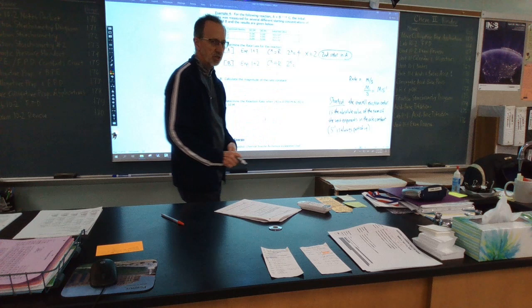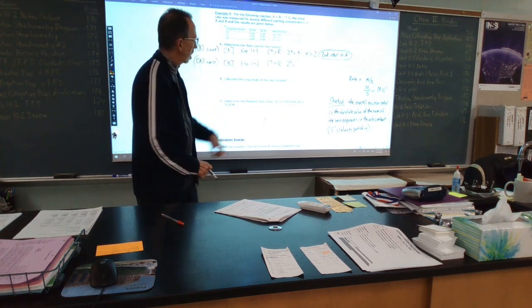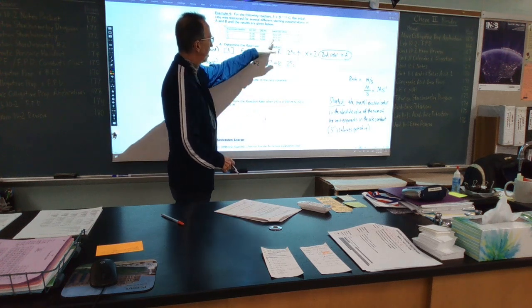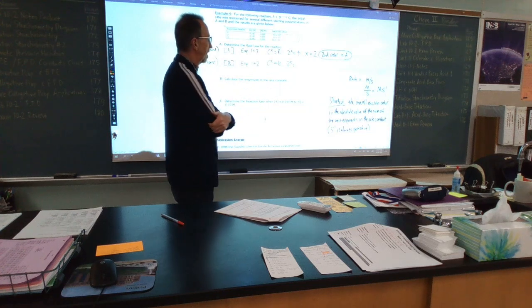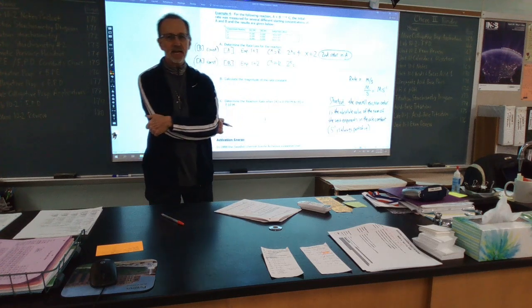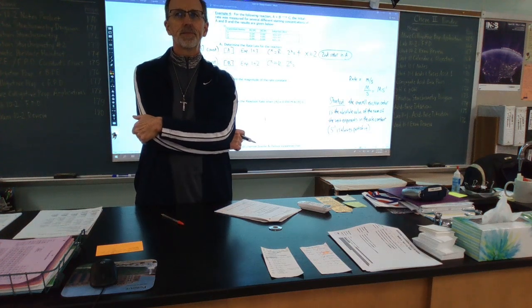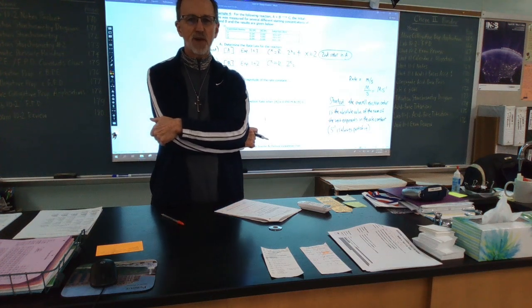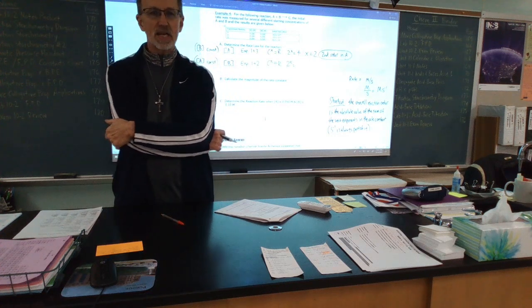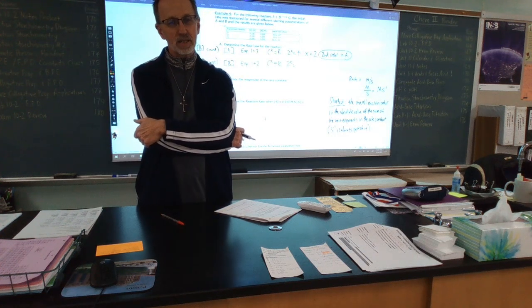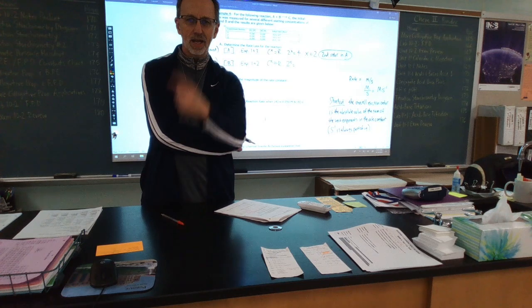How did the rate change between 1 and 2? Well, our rate in 2 is 4.0 times 10 to the minus 5. Our rate in 1 is 4.0 times 10 to the minus 5. So 4.0 times 10 to the minus 5 divided by 4.0 times 10 to the minus 5 is what? Yeah, you're right. 1.